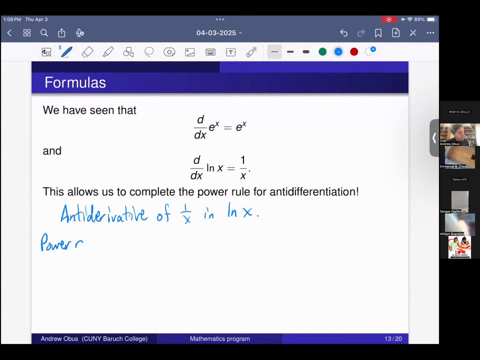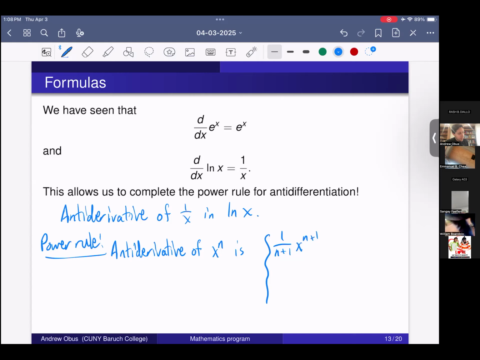Remember the power rule, the antiderivative of x to the n. We know that it's 1 over n plus 1 times x to the n plus 1. This is whenever n is not equal to minus 1. But when n is equal to minus 1, x to the minus 1 is 1 over x. And so now we've computed what its antiderivative is. It's ln of x. So ln of x is exactly the case when n is equal to minus 1. So this completes the power rule.